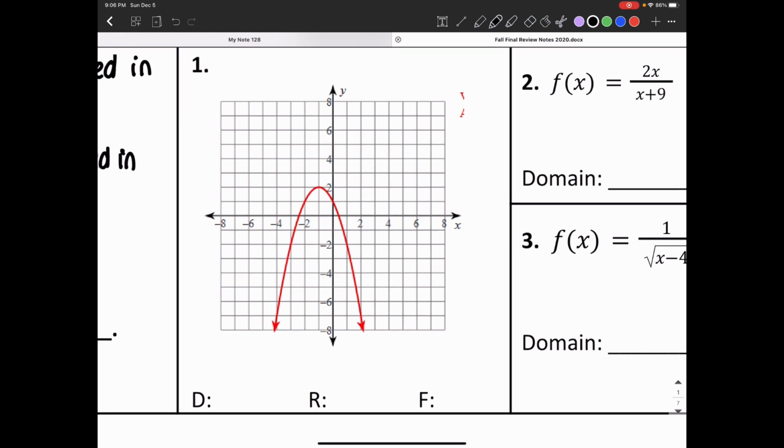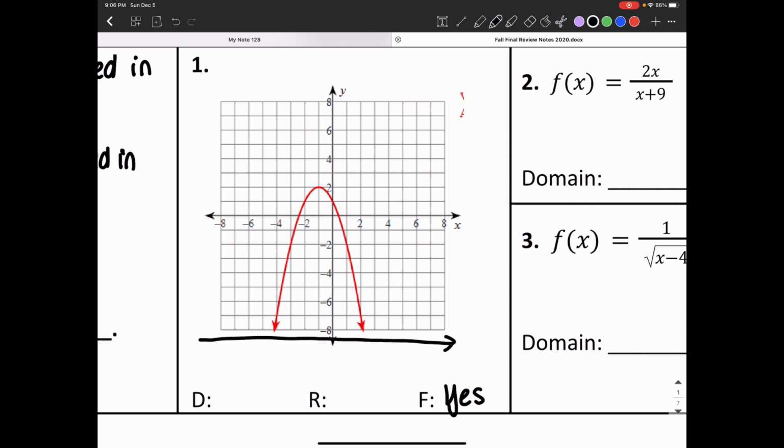I want to talk about what's the domain and range for this graph, and I want to say, is it a function, yes or no? Well, I already said, yes, it is a function. I just did the vertical line test, and it worked. And then for domain, I'm looking from the left to the right.